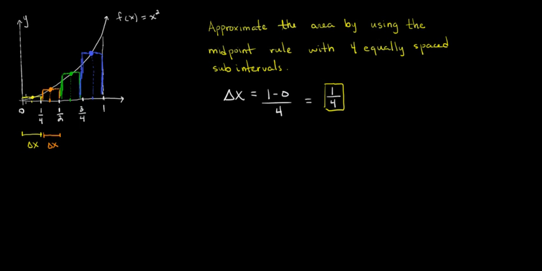So if I look at this first one and think about, well, what is in between 0 and 1/4? Now you can calculate this the same way we calculated delta x if you wanted to. You could do 1/4, or you could actually take the average. I think that would be better to do. You would do 1/4 plus 0 divided by 2, and that would give you 1/8.